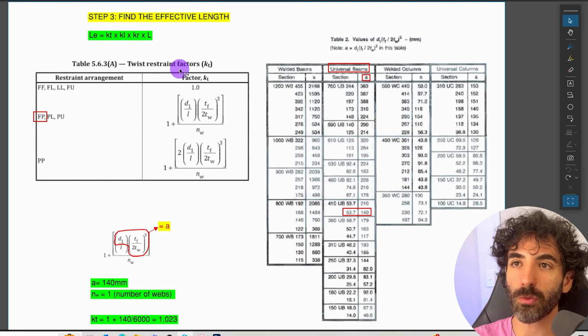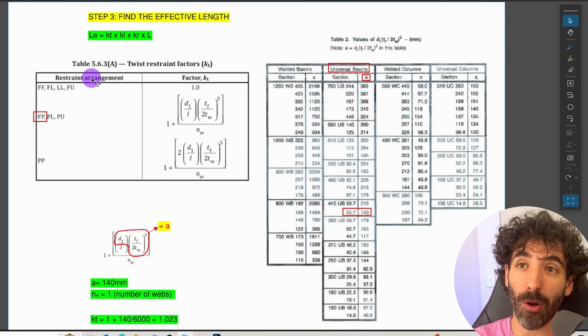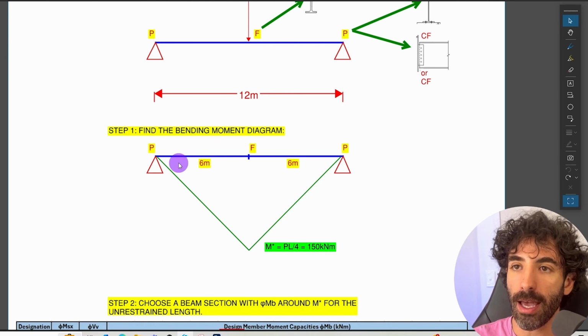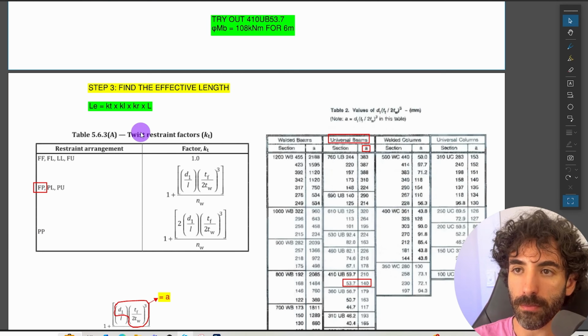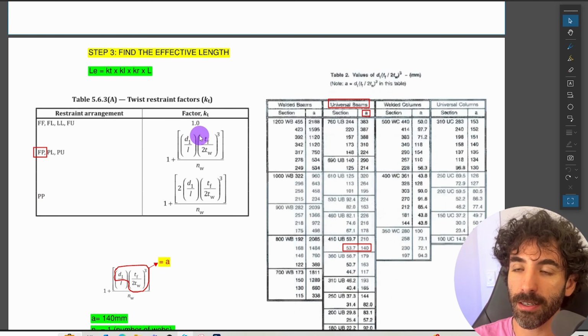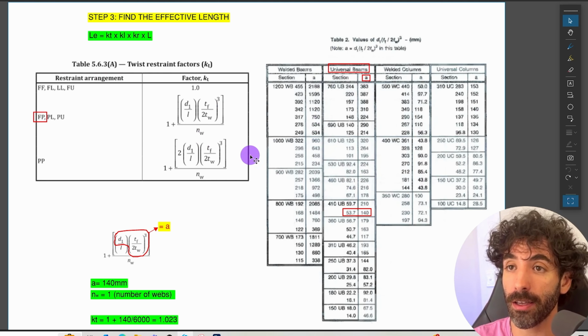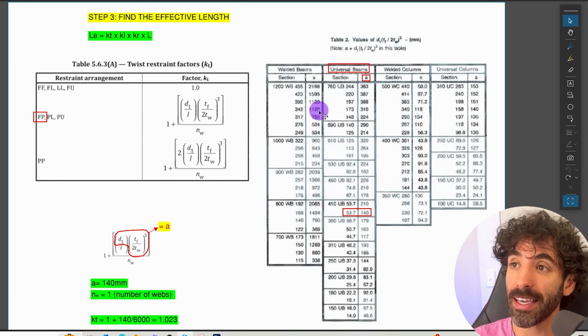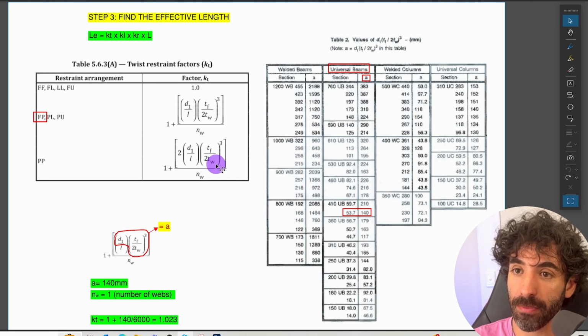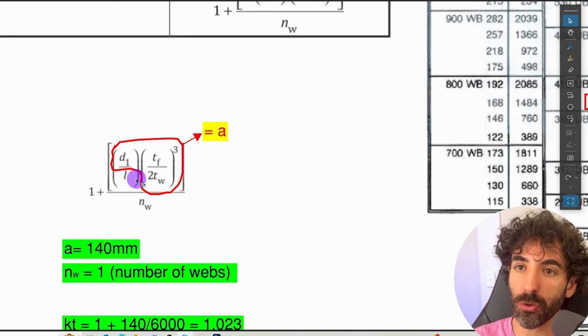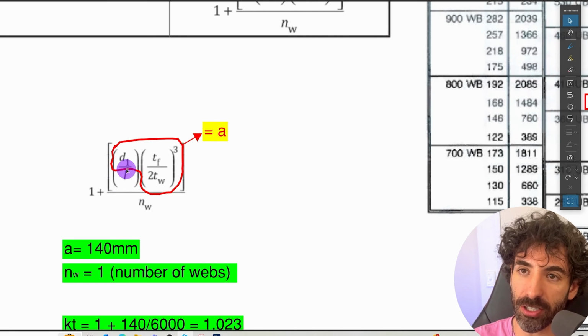Let's start with the twist restraint factor KT, which we can find on table 5.6.3A of AS4100. The restraint arrangement is FP, as you can see on our beam segments. So it's FP, FP. So that means the factor KT is equal to this formula. Don't panic, because it's super easy. We can just use this table on the right hand side. So this table on the right hand side gives us values of the letter A, and the letter A is equal to this portion of the equation.